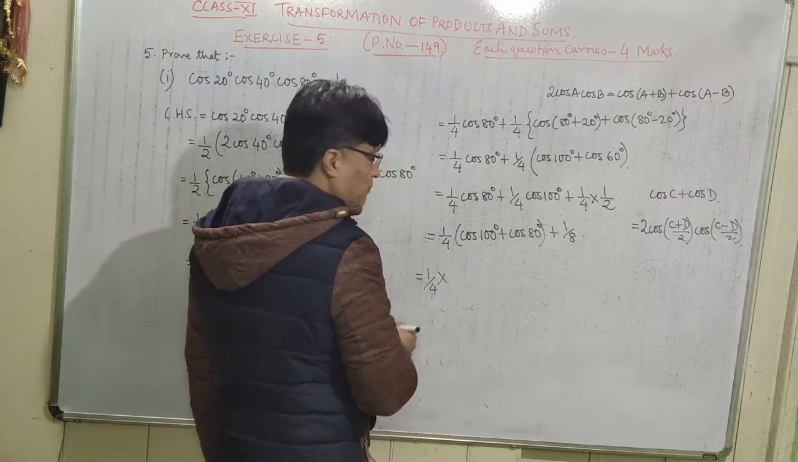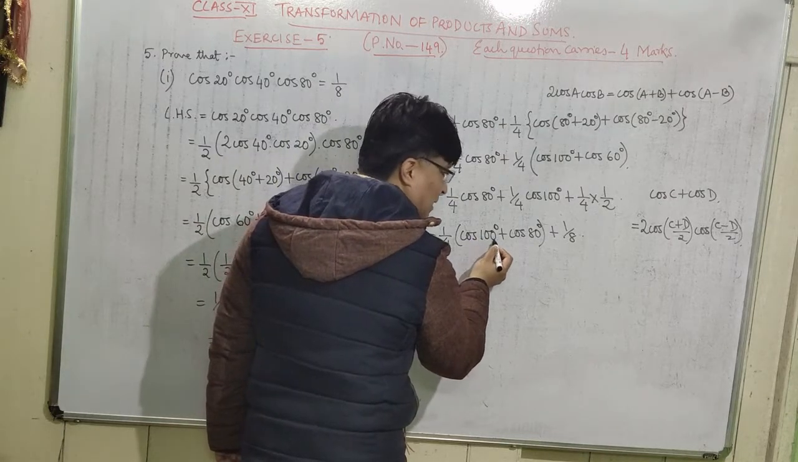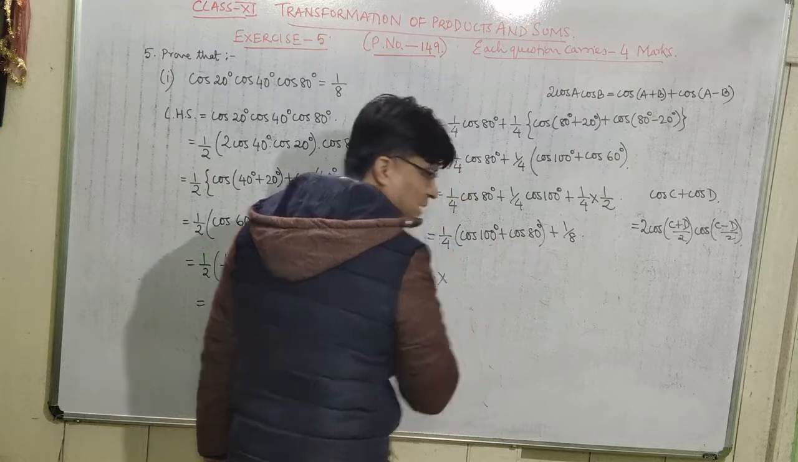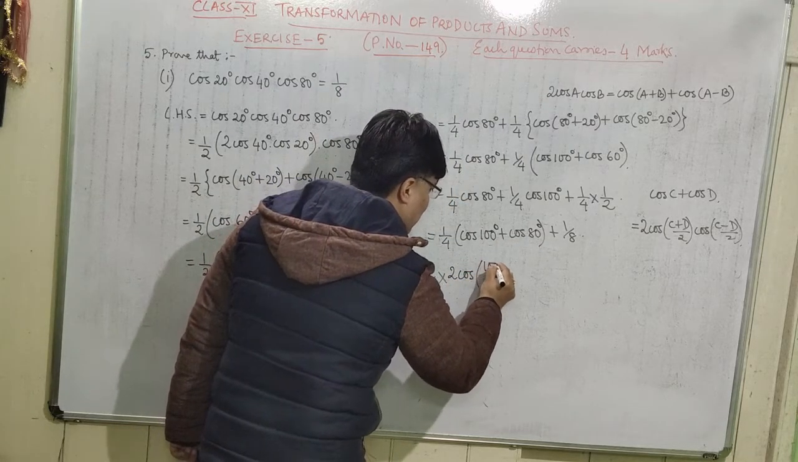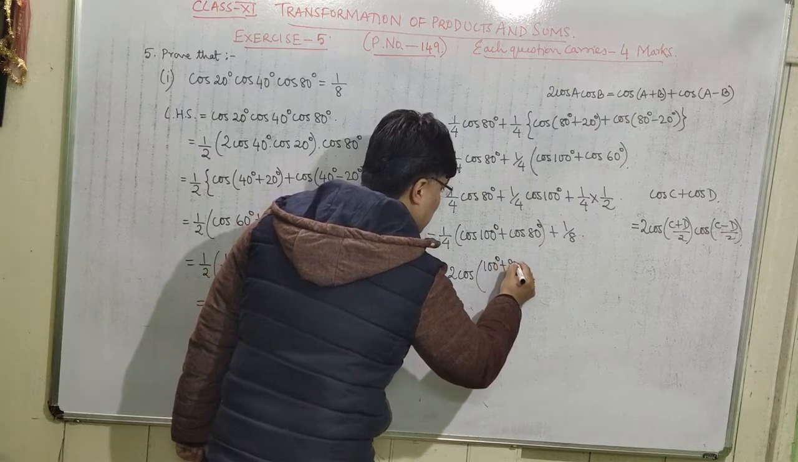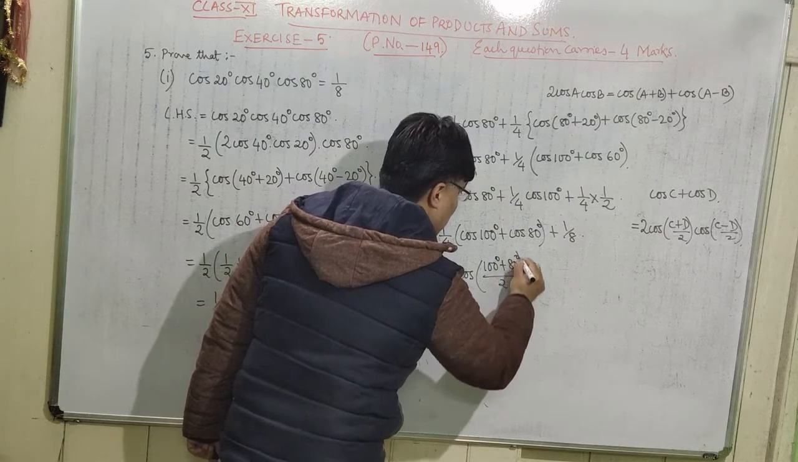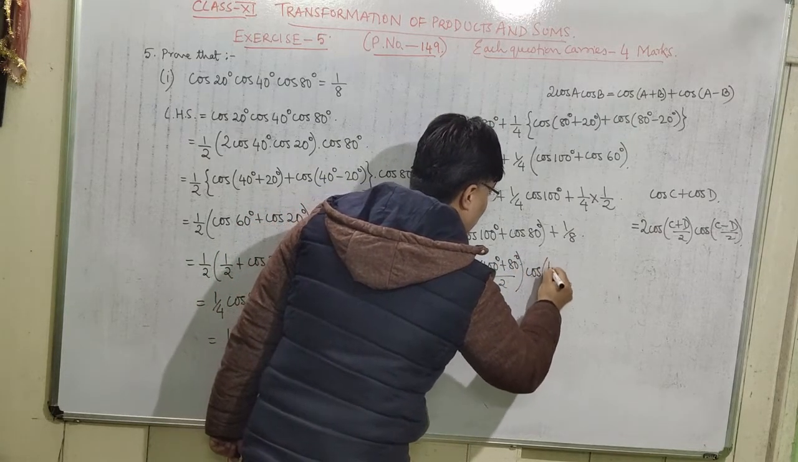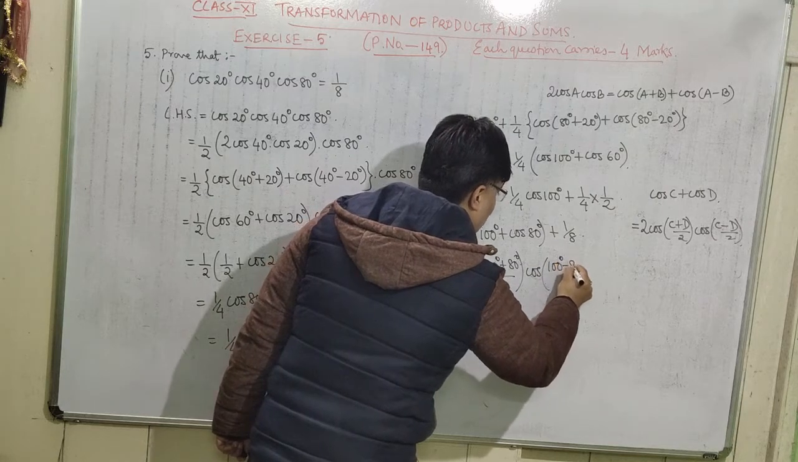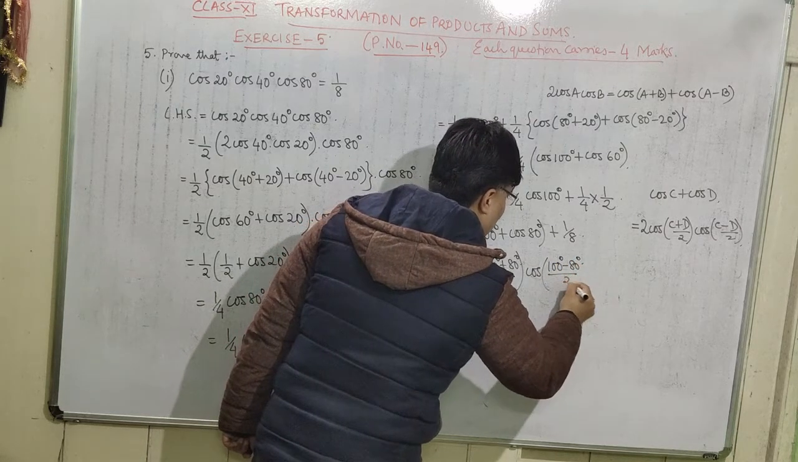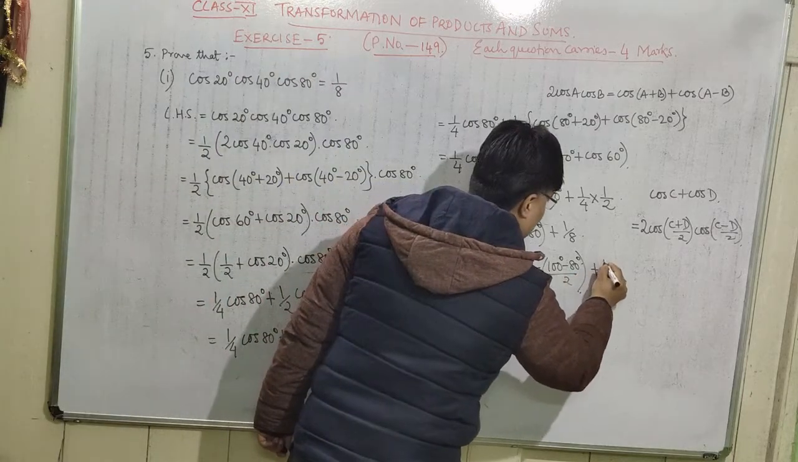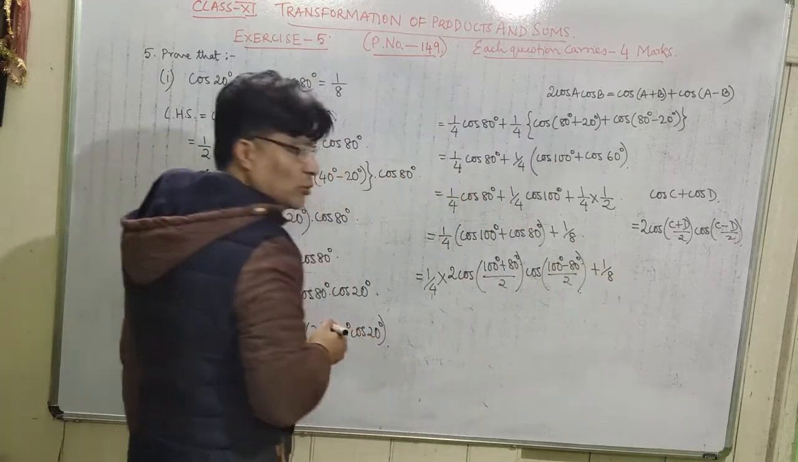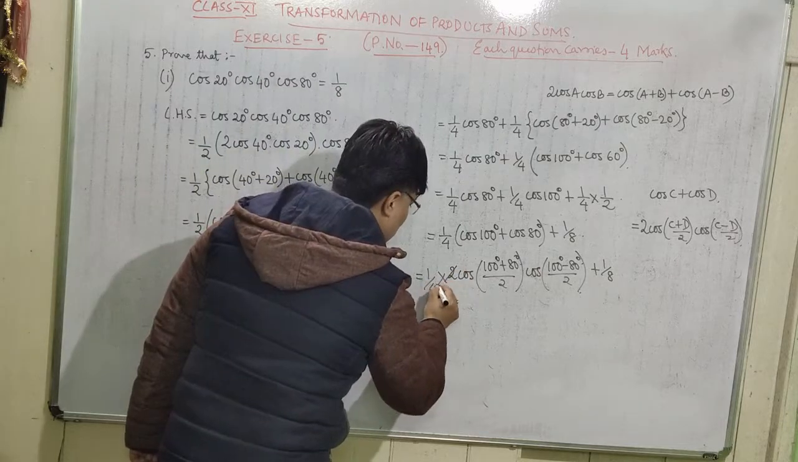So let us use the formula. Again, C is taken as 100 degree and D is taken as 80 degree. So what is the formula? 2 cos within bracket (C is 100 plus D is 80 degree) divided by 2, cos (C minus D, 100 degree minus 80 degree) divided by 2, then plus 1/8. So I think you have understood it. So 2 1s are 2, 2 2s are 4.